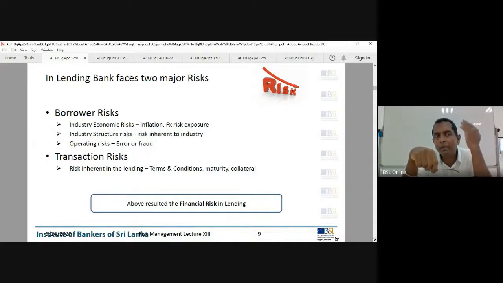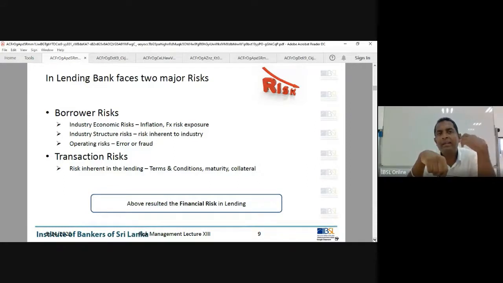When you fund a hotel in normal circumstances, you should know there is an off period and a season period. When you finance an agriculture product, you should know there is a season and an off season. Right? That is industry structure risk.